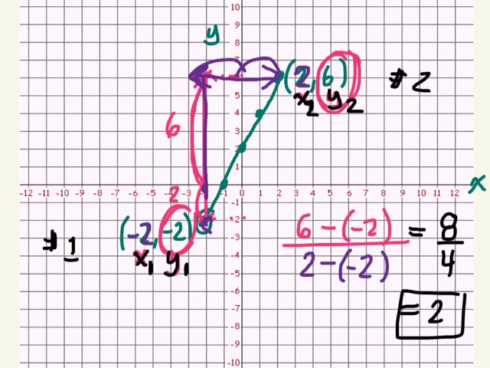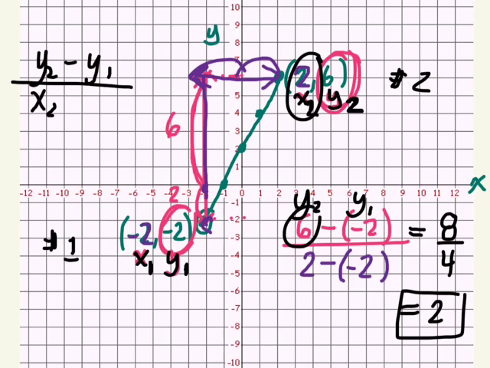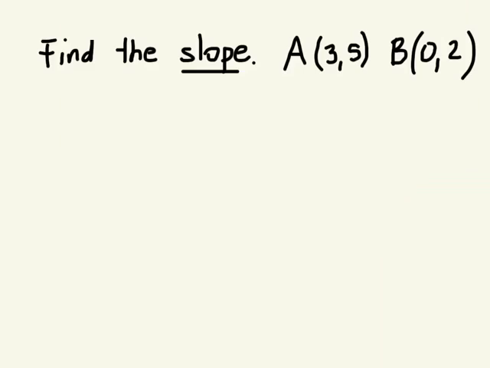So what's the formula? According to what I just wrote, what's the formula? Good. y2 minus y1. We subtracted our y coordinate, take away the other y coordinate, and divided it by the x coordinate, take away the other x coordinate. And that's it. That's the slope formula.